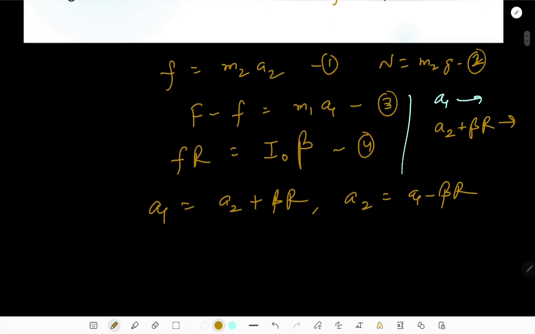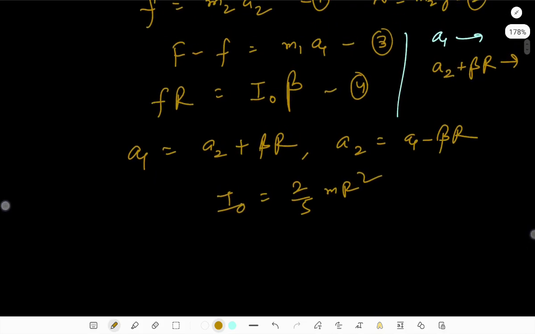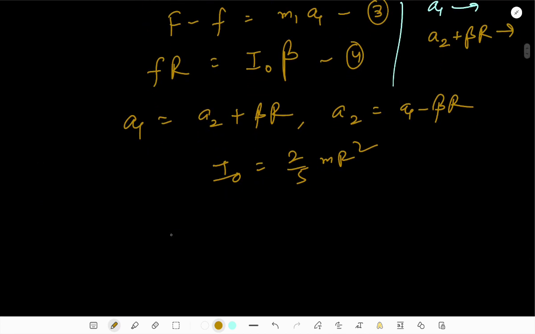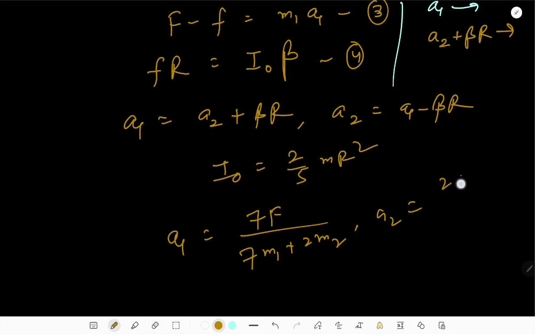And its moment of inertia is 2 by 5 m r square. Am I right? Right, I am. 2 by 5 m r square is the moment of inertia. And I got all those things. I can now get the value of a1, the value of a2 and everything else. So anybody can do it. What was the value of a1? The value of a1 you will get should be 7F upon 7m1 plus 2m2, and the value of a2 should be 2F upon 7m1 plus 2m2.